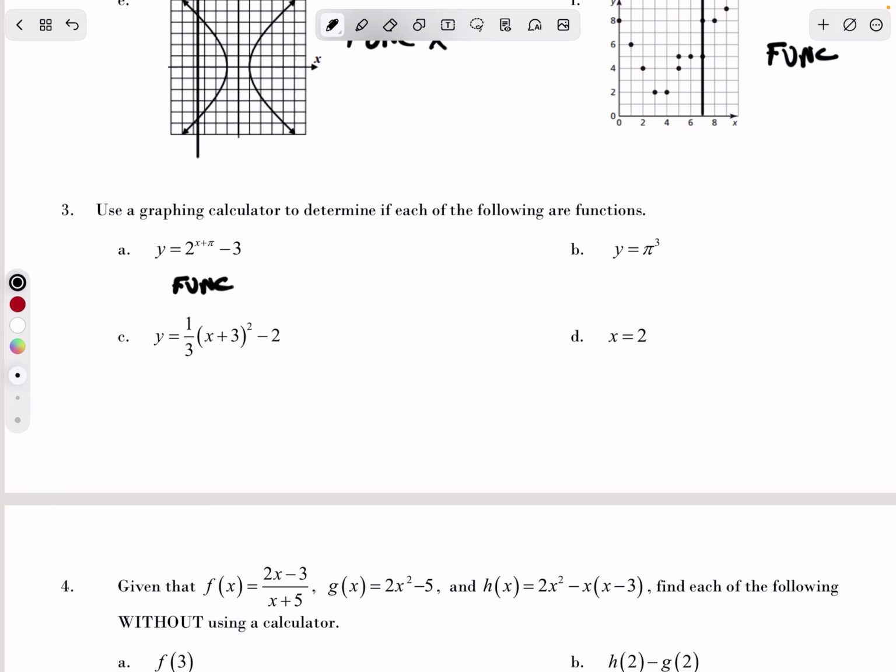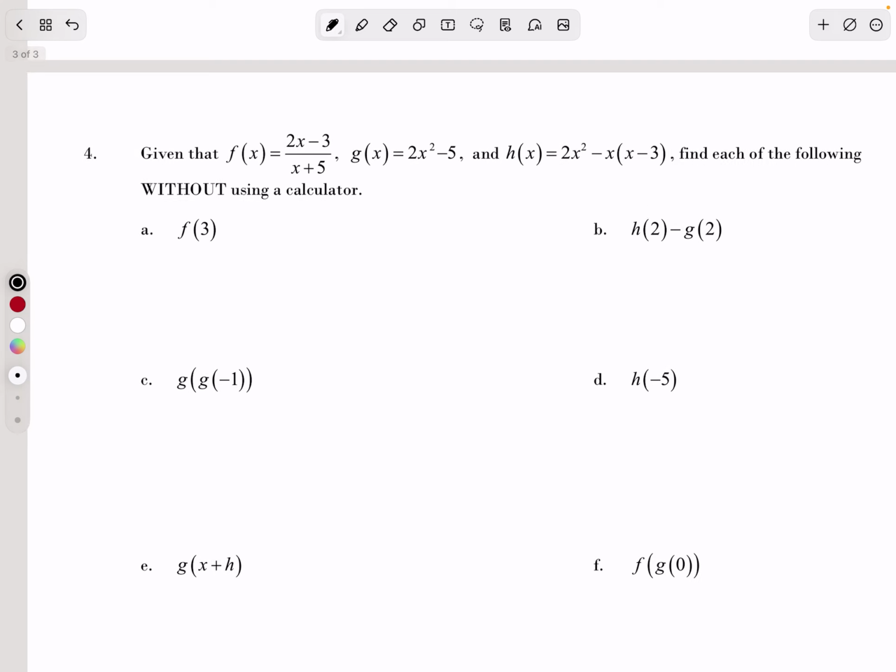All right, using a graphing calculator, this should be fairly easy. They're all functions if you plug them into your calculator. Letter B is just a horizontal line. That's going to pass the vertical line test. In fact, the only one that doesn't pass is the vertical line, which should kind of make sense, right? Because a vertical line, by definition, would not pass the vertical line test. All right, so, but this is more like a calculator exercise than anything.